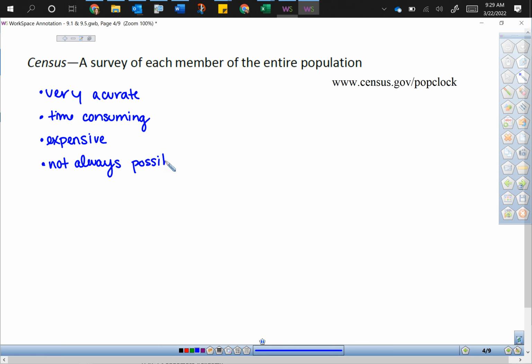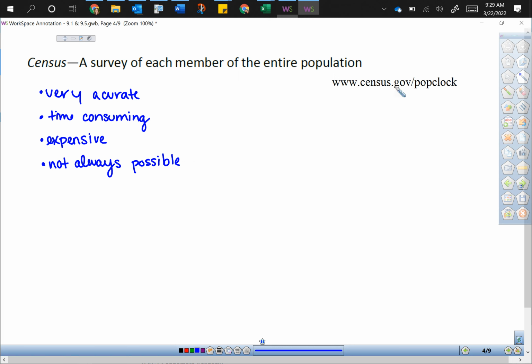Think about it. If we wanted to do a census of the entire globe, is that going to be possible? No. There's that colony in, what, South Africa, South Asia, whatever, that nobody goes to because they will kill you on sight. We can't take a census of those people. So it's not always possible. But the census can provide us with incredibly accurate information.